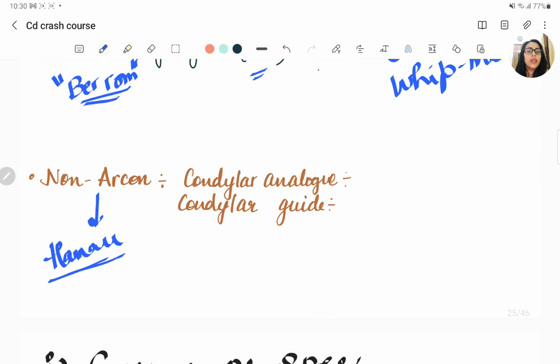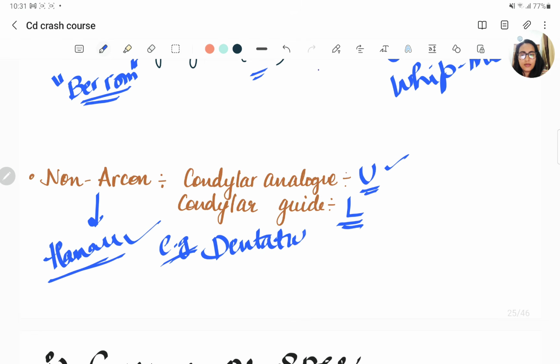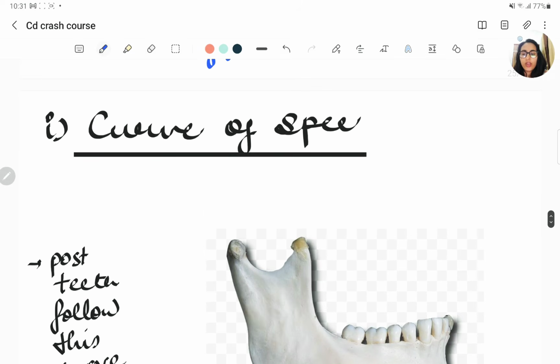So the condylar analog, that means something which looks like a condyle, analog means which mimics. So the condyle is present in the upper. Generally in the normal individual, the condyle is present in the mandible. It is a part of the mandible. When it is present in the upper, then it is a non-arcon, that is, it is not mimicking the normal. So the condylar guide is present in the lower, which is opposite to the arcon. Examples of non-arcon are Hanau, Dentatus, and Gysi articulator.